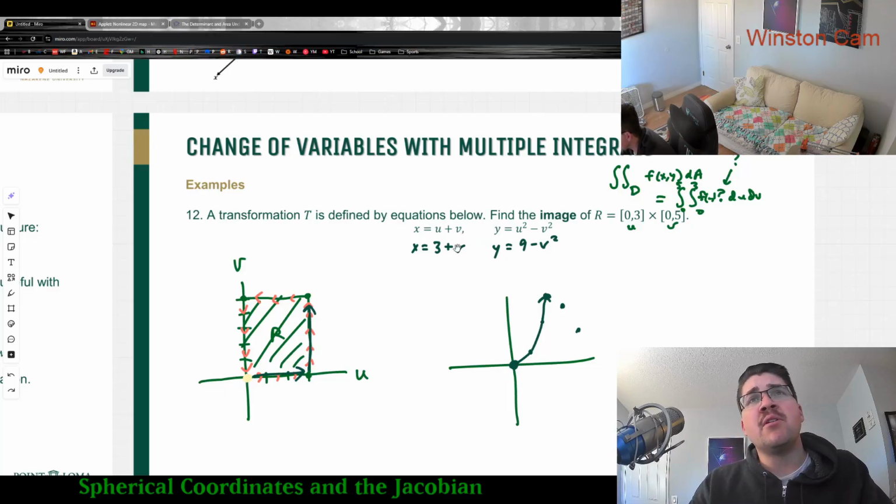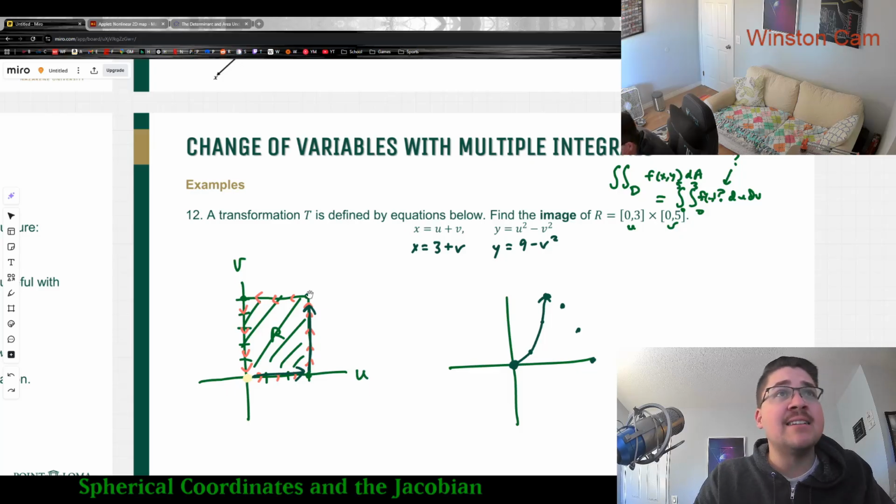But say we go to 3, then we're going to be at (6, 0). So we're going to be over here. And essentially, we're going to go all the way down. But we have this sort of parabolic shape moving down. And what can be nice is to think about, okay, what about when I finally get to this corner right here? We're going to be at (3, 5). Again, u is already plugged in. So at 5, we're going to be all the way over to 8. And 9 minus 25 is negative 16. So we're going to be way down here by the time we get to the end.